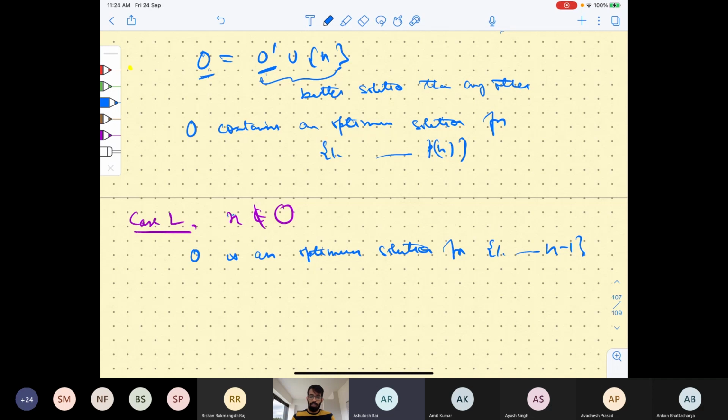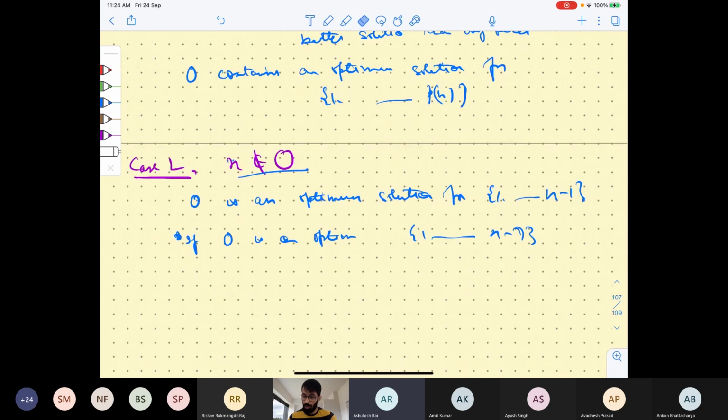Again, since N does not belong to O, the same exchange argument applies: if O is not an optimum solution for 1 to n minus 1, then 1 to n minus 1 has a better solution than O, and that will violate the optimality of O. This is not very hard. Okay, good.